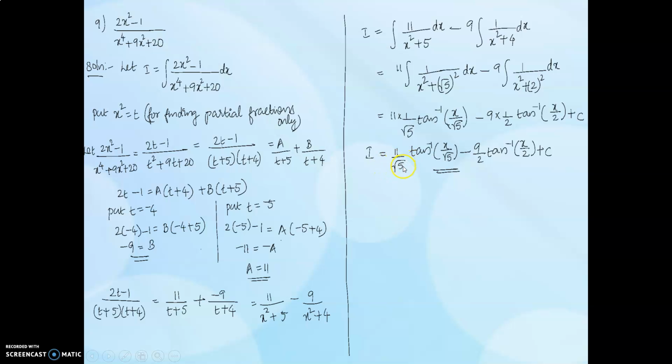So I is equal to 11 upon root 5 tan inverse x upon root 5 minus 9 upon 2 tan inverse x upon 2 plus c is the answer for this question. So in this question you have to remember this one. We are giving substitution for x square as t only for finding the values of a and b by using the partial fraction method. After that we are resubstituting before integration. So that is why we are not finding the derivative of this one and we are not changing that fully into a t function. So that you have to remember.